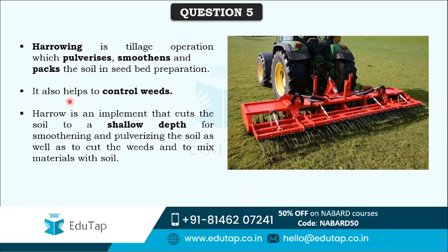Apart from that, it also helps to control weeds. So harrowing is done with an implement which is known as harrow. So that can be seen in the picture. This red implement, this equipment is known as harrow, and it cuts the soil to a shallow depth for smoothing and pulverizing the soil, as well as to cut the weed and to mix materials with the soil. So with the help of a harrow, smoothing is done as well as pulverizing. Apart from that, it also cuts the weeds. So these are the main purposes of harrowing that you have to remember, and you can see its picture here also, that red equipment is the harrow.